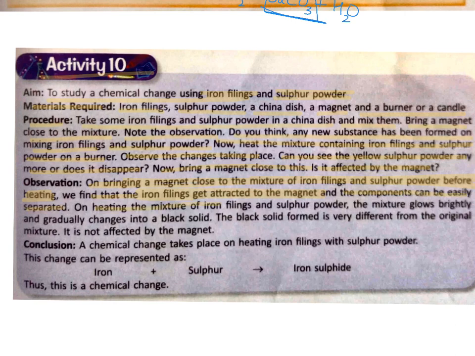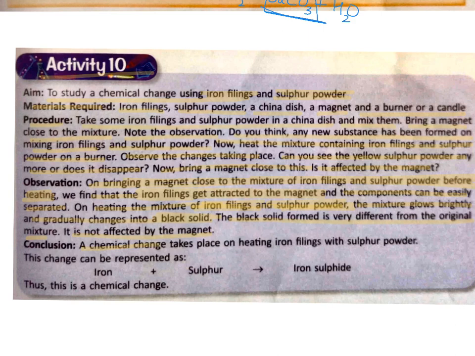On heating the mixture of iron filings and sulfur powder, the mixture glows brightly and gradually changes into a black solid. In this process, iron filings and sulfur powder lose their property and form a new substance, that is a black solid. The black solid is very different from the original mixture. It is not affected by a magnet, which explains that it doesn't retain the properties of its constituents.